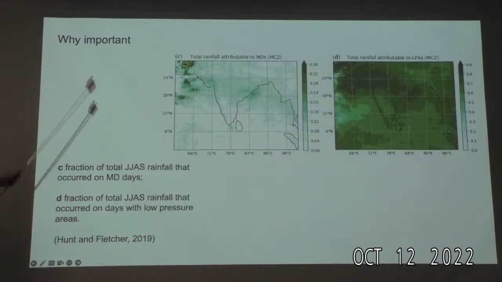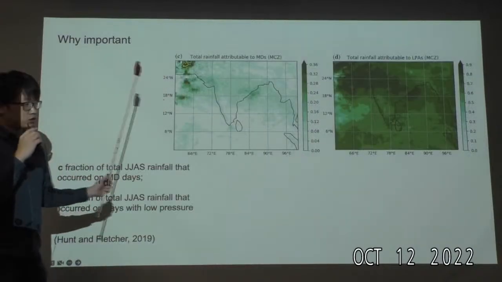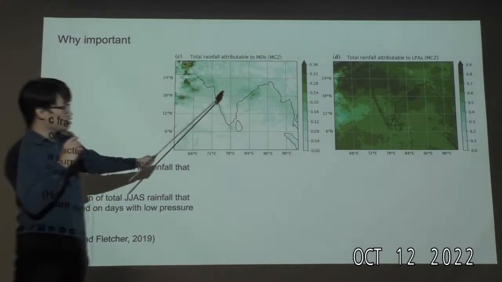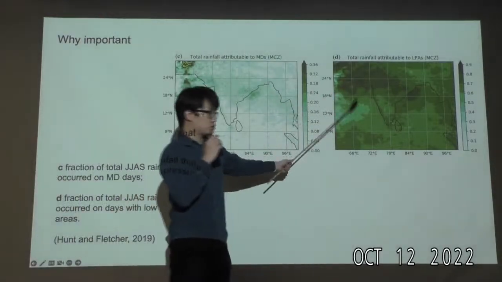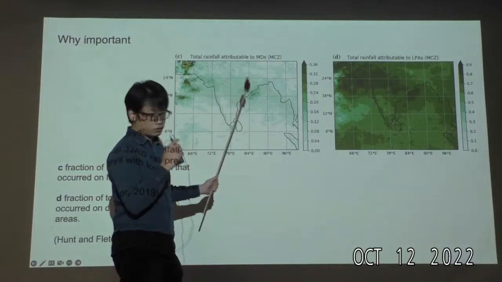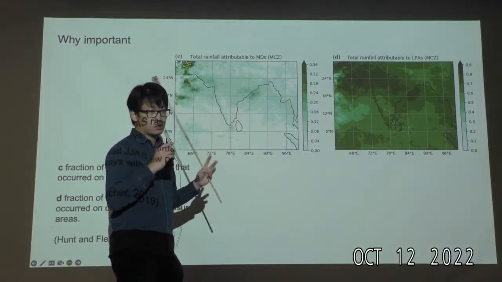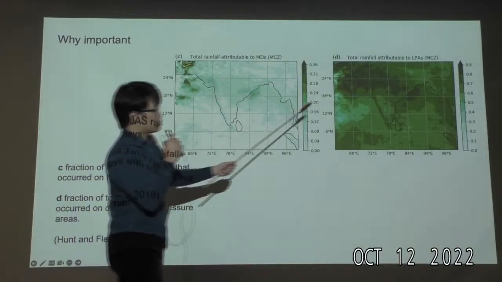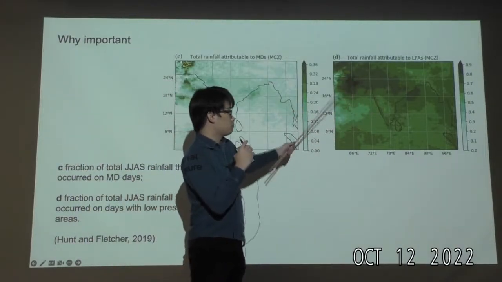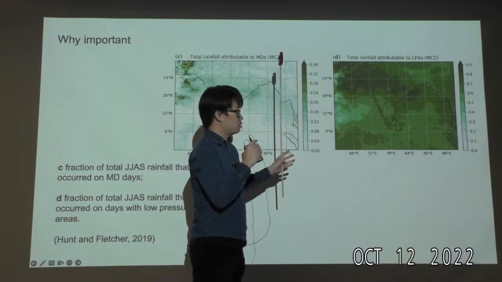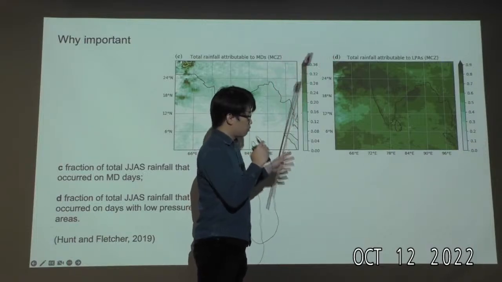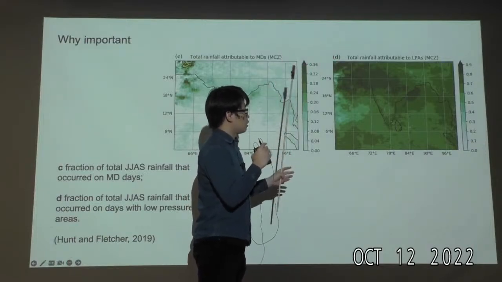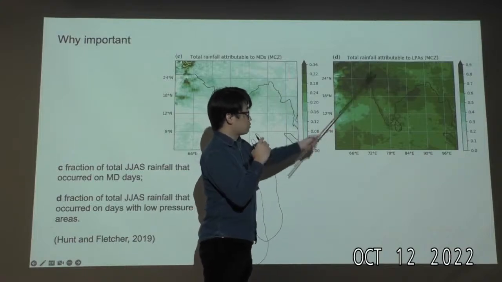And this plot is showing the precipitation difference caused by the monsoon depressions and the monsoon lows, which I have used before. They have different surface wind. So you can see that, of course, the monsoon lows tend to be more influencing the precipitation.